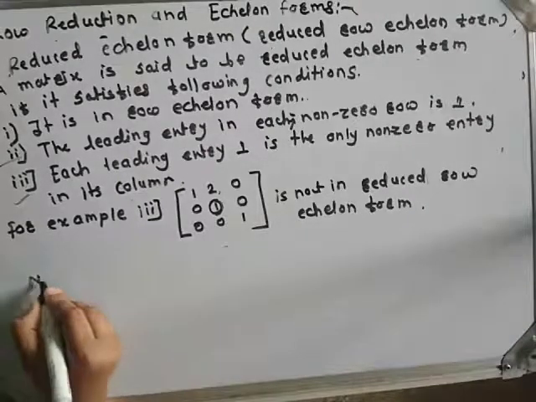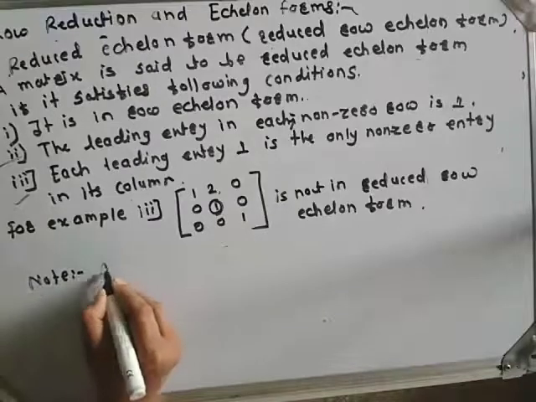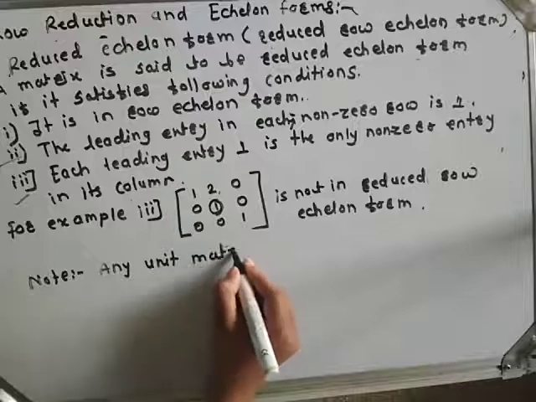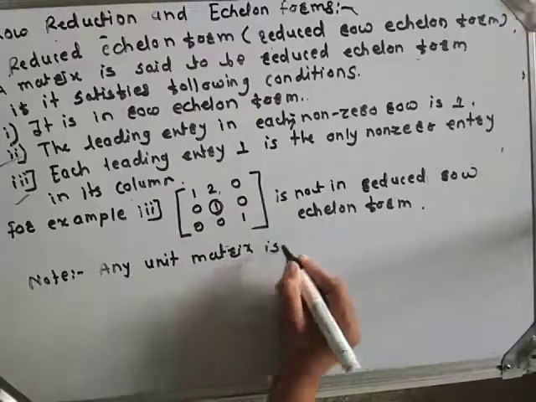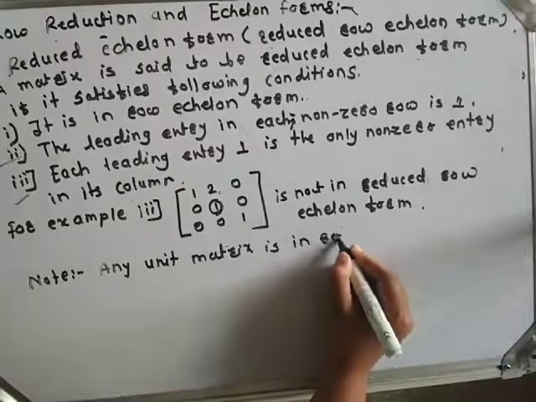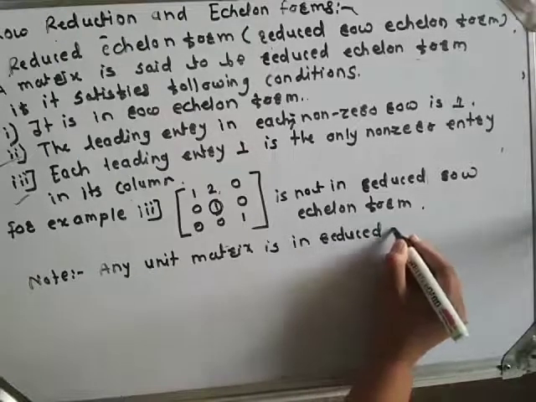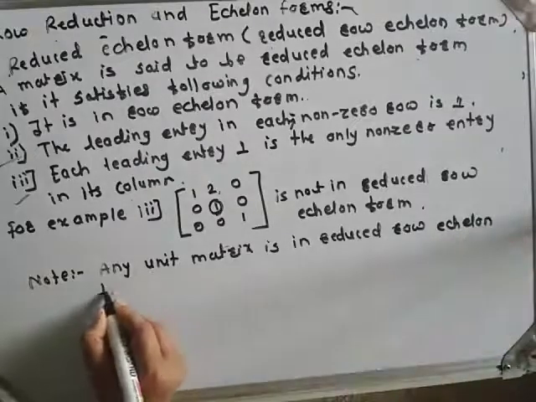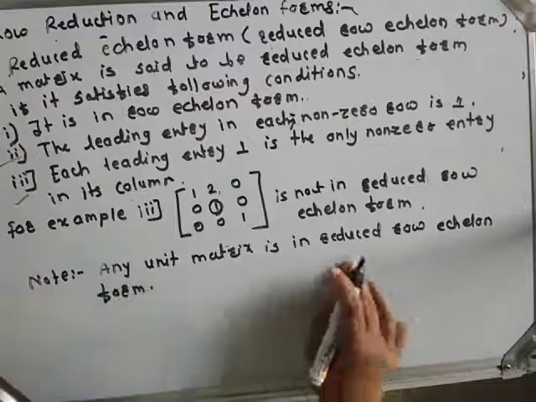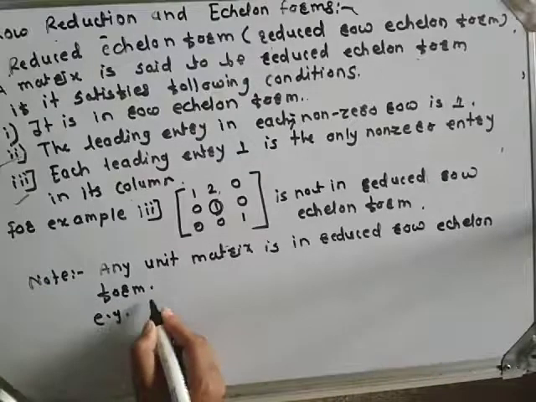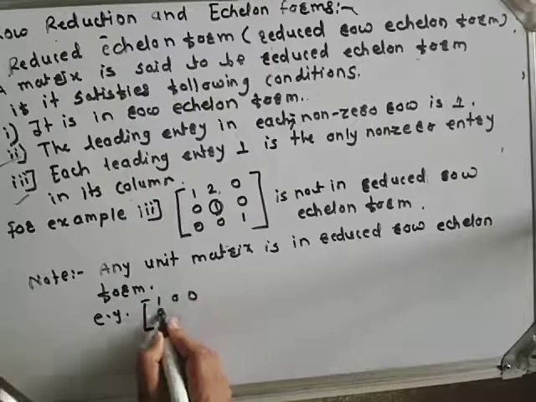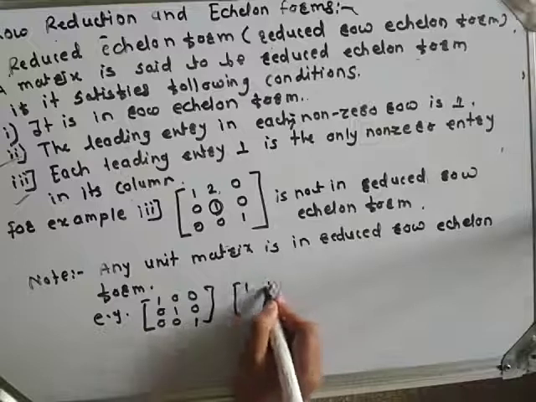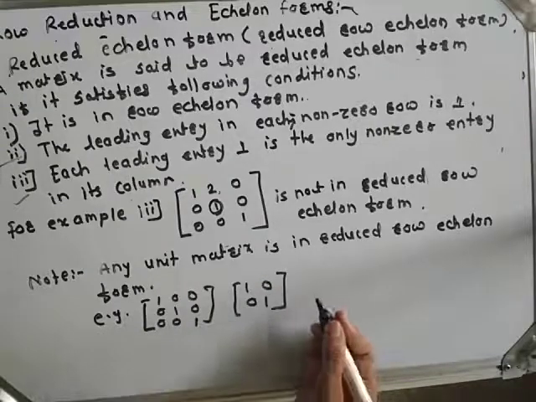Let us write down one note. Any unit matrix is in reduced row echelon form. For example, matrix 1 0 0, 0 1 0, 0 0 1, and matrix 1 0, 0 1.